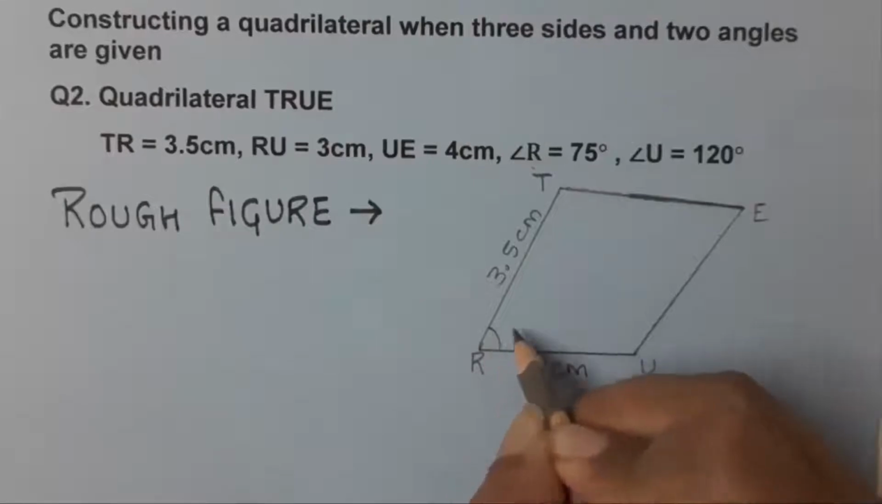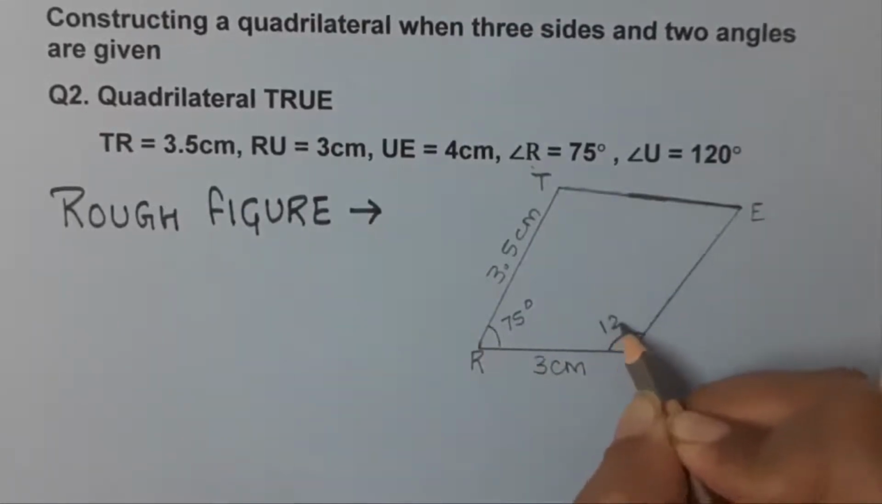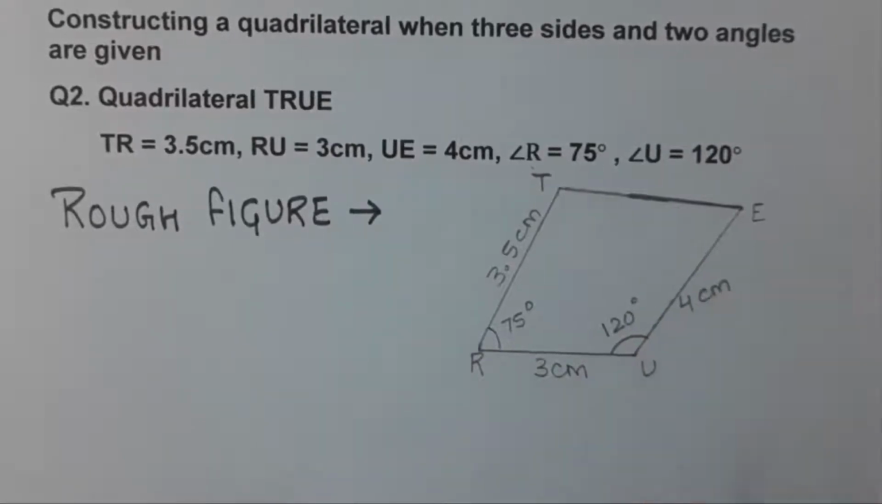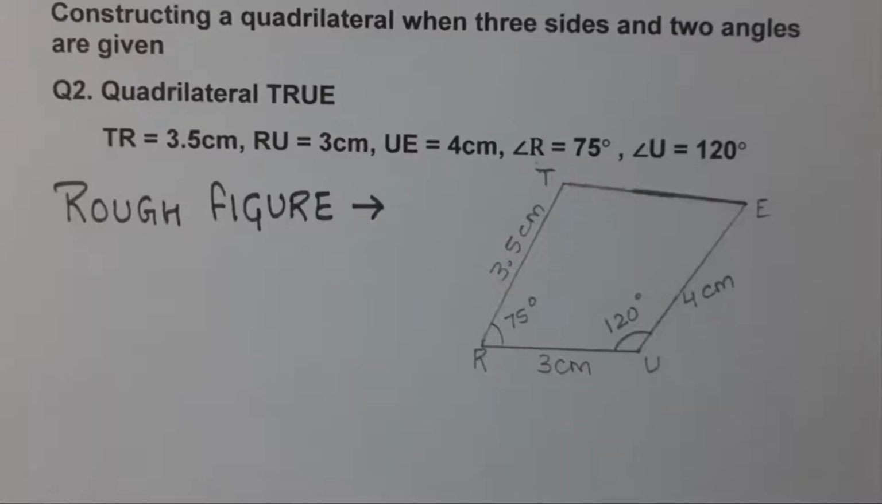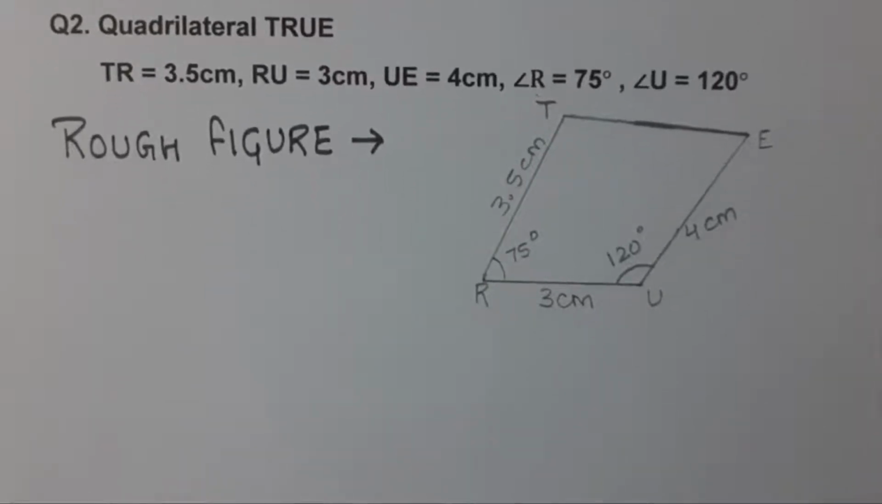So what was the angle here? 75 degrees. What was the angle here? 120 degrees. And the side measure here was 4 cm. So this is how we have to proceed with the main construction also. Since the measures are all given to us, we already have a rough idea about how the quadrilateral will look once we have constructed it. Let's start with the main construction.